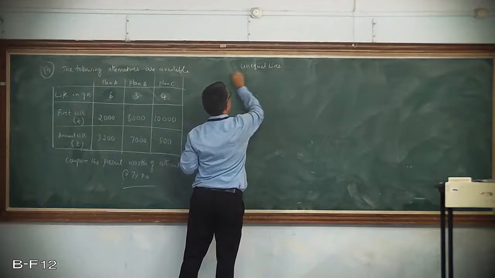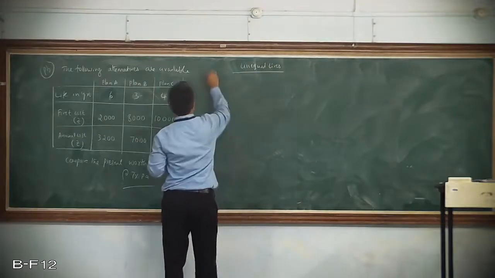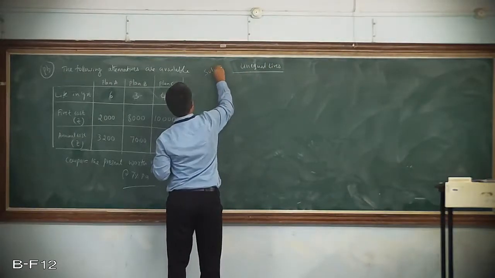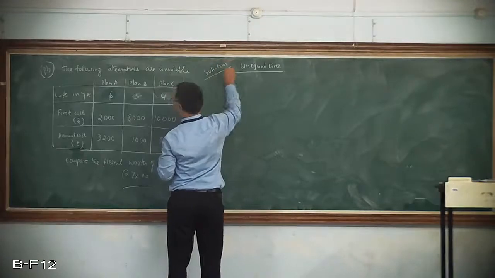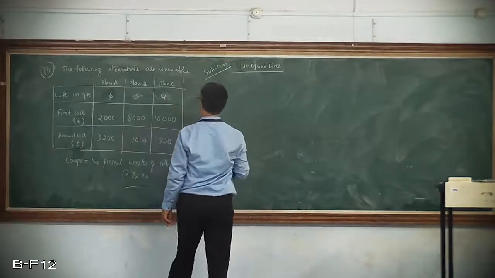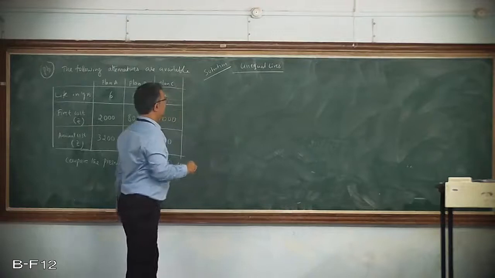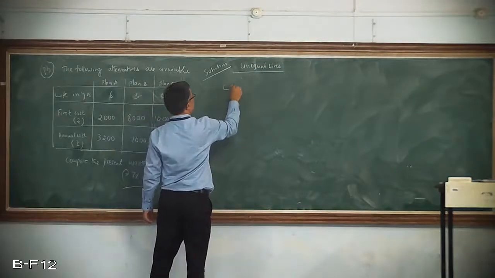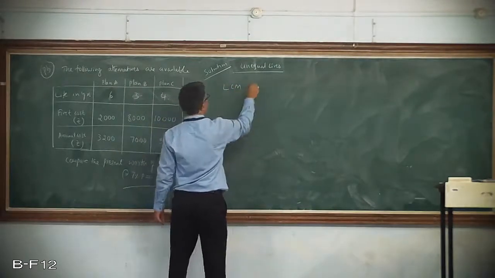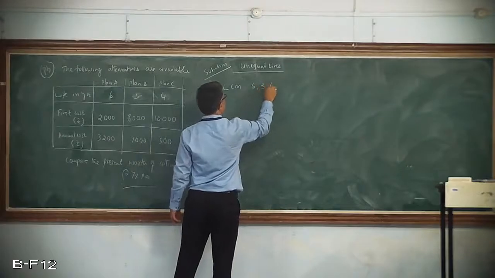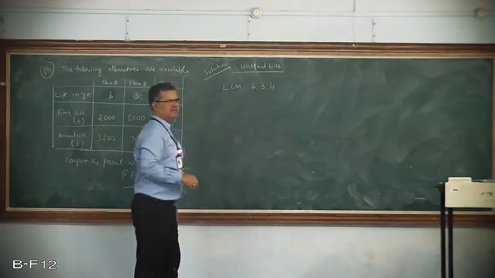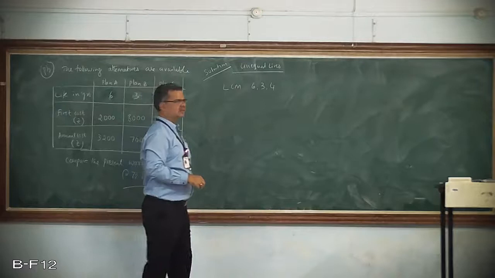Because each has got different lives, how to solve this one? We should have one common value for comparison. So to have a common value, we'll take the LCM of all these values, that is 6, 3 and 4. So we'll take the common LCM for these three values.